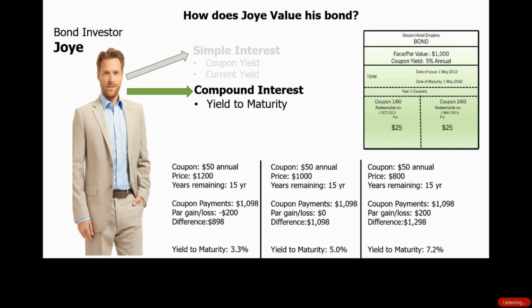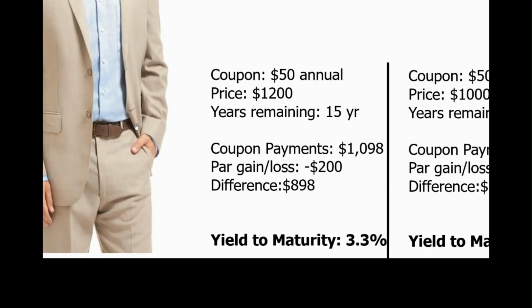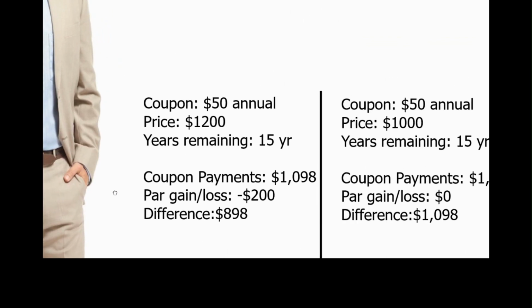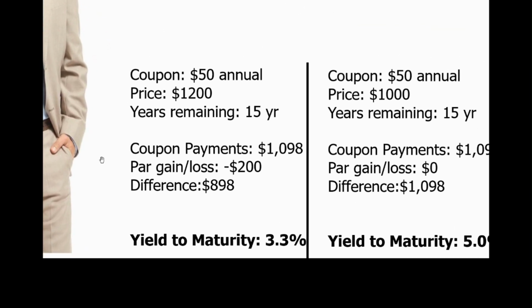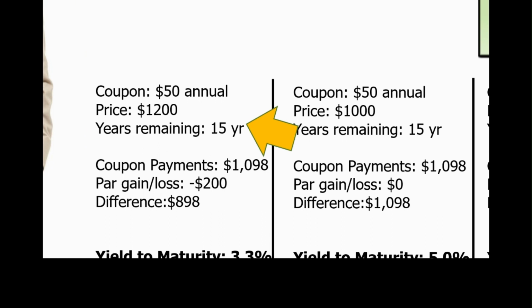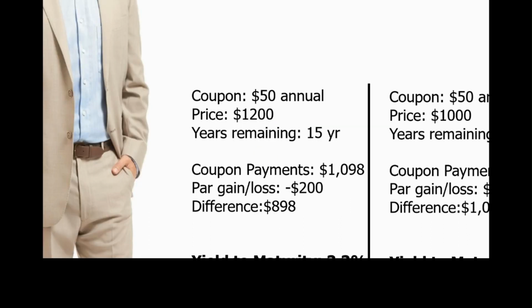So let's take the very first scenario here. What we're going to assume is Joey is going to be buying a 30-year bond, but he's going to buy it 15 years after the bond has been on the market. So there are 15 years remaining until the bond matures. And each one of these scenarios is exactly the same. The only thing that we change between each of these three is the price that Joey is paying for each one of these bonds.